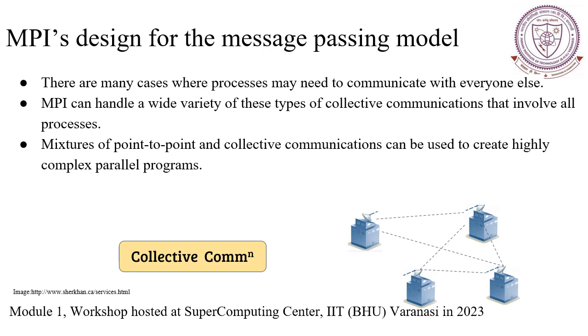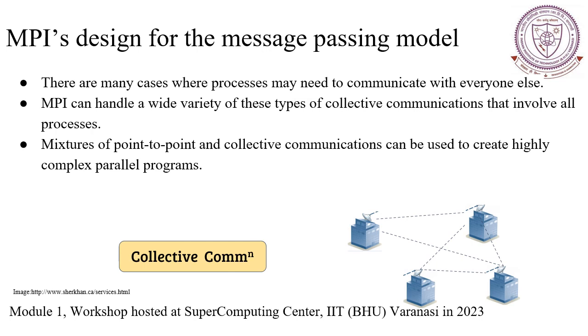Now let's see what collective communication is. Collective communication in MPI is a type of communication that involves all of the processes in a communicator. Collective communication is often used to synchronize the execution of processes, to perform global operations on data, and to broadcast data to all processes. MPI provides a number of functions for collective communication, which include MPI_Barrier, MPI_Bcast, MPI_Gather, MPI_Scatter, and MPI_Reduce.